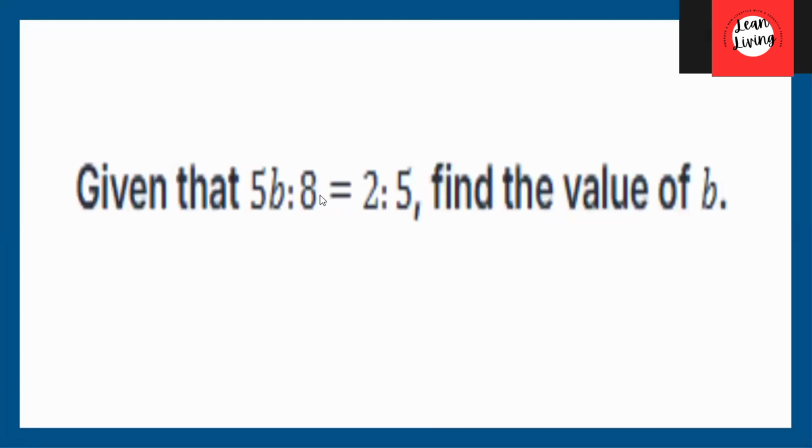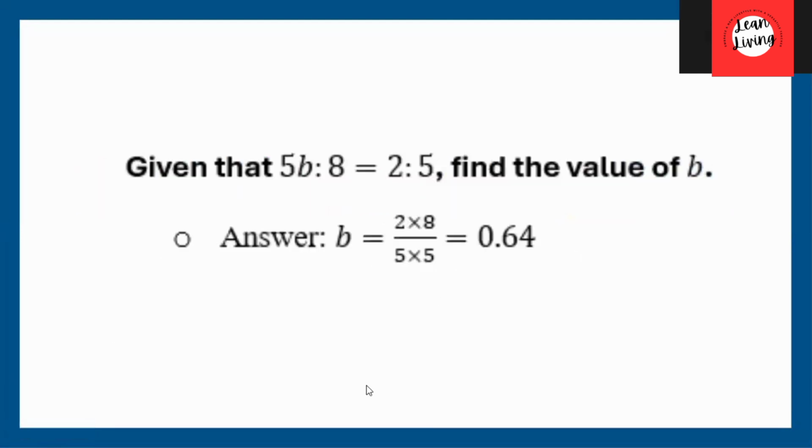Now what are we having? 5b ratio 8 is equal to 2 ratio 5. So how can we do it? 5b upon 8 is equal to 2 upon 5, cross multiply. Here we have the answer 0.64.